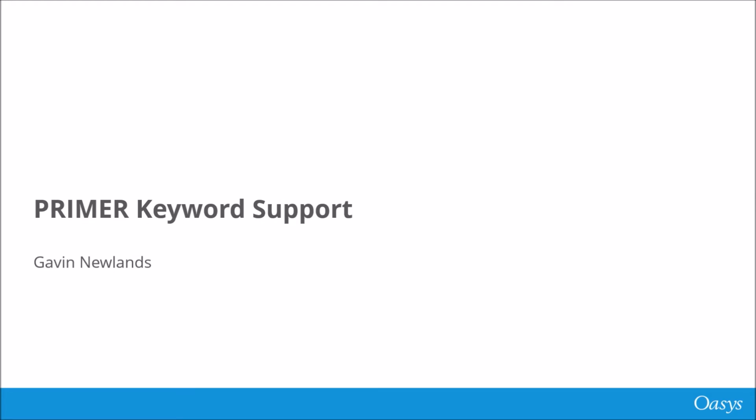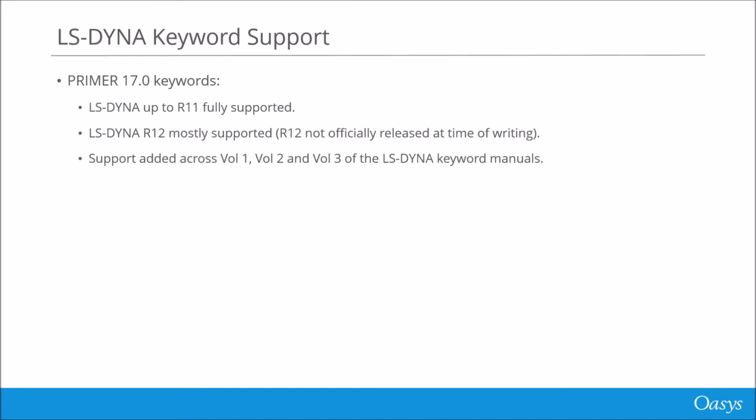Right, let's kick off by talking about Primer keyword support. So in Primer 17, everything up to and including R11 is fully supported. So all keywords that exist in the R11 keyword manuals are supported. LS-DYNA R12 is mostly supported, though R12 is not officially released at the time of writing. So we've added in quite a lot of support for keywords in R12, but not all keywords are in there as yet. And this is, of course, added across volumes 1, 2, and 3 of the LS-DYNA keyword manual.